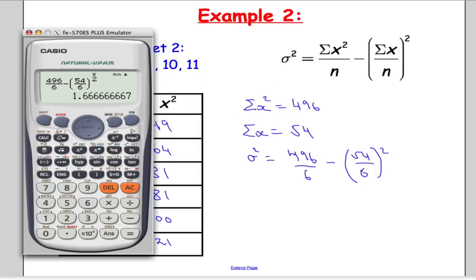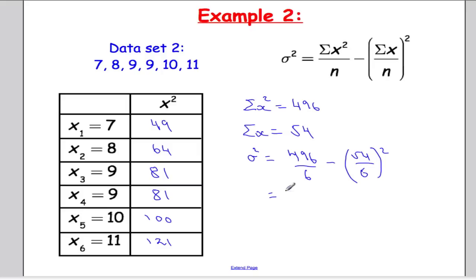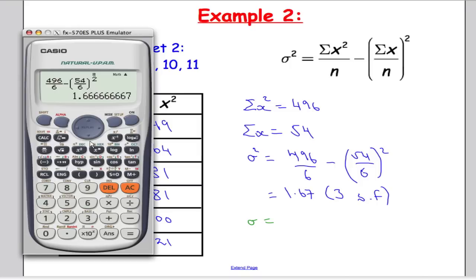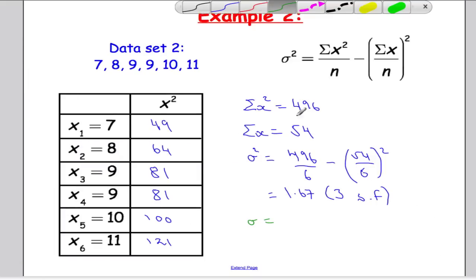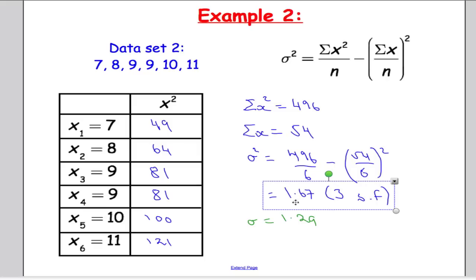And that gives me an answer of 1.67. So to three significant figures, that's 1.67. And then once again, to work out the standard deviation, we just take the square root of our answer. So I'm going to take the square root of the answer, and that gives me 1.29 to three significant figures. So the standard deviation is 1.29. So let's have a look at the variance and standard deviation for this one and compare that.